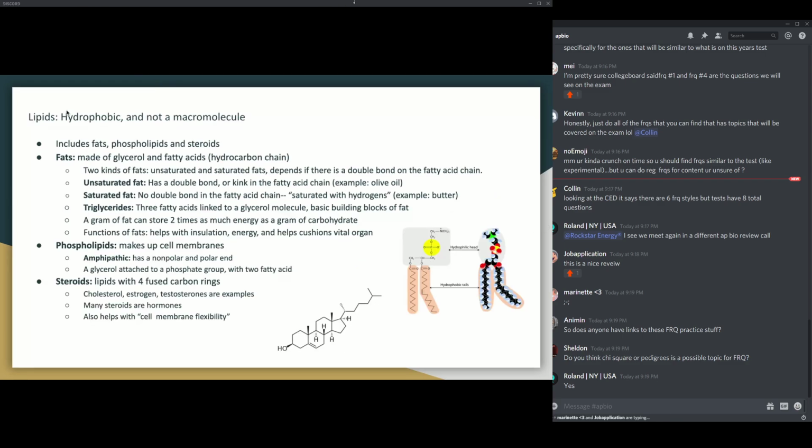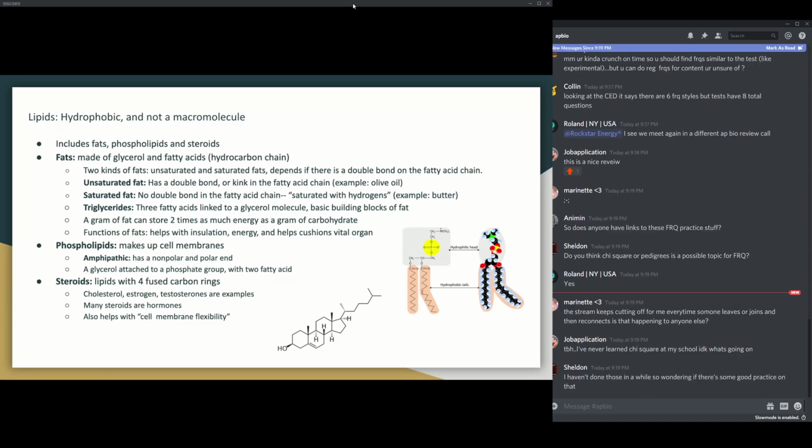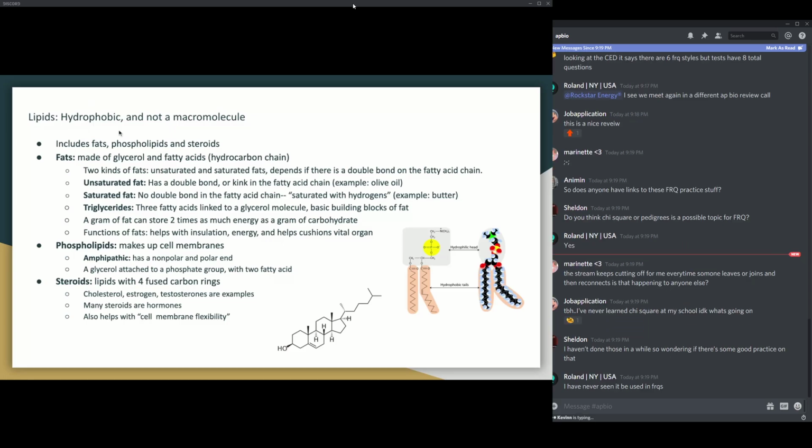And also you have lipids, and the crucial thing about lipids is that it's actually not a macromolecule. And the crucial thing about the molecules that are grouped into lipids is that they're all hydrophobic. And so it includes fats, phospholipids, and steroids.